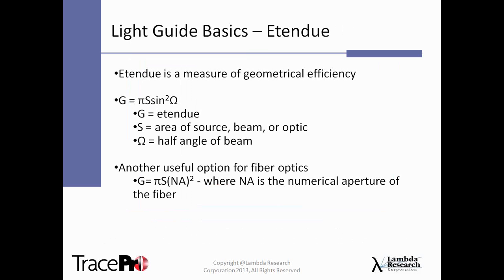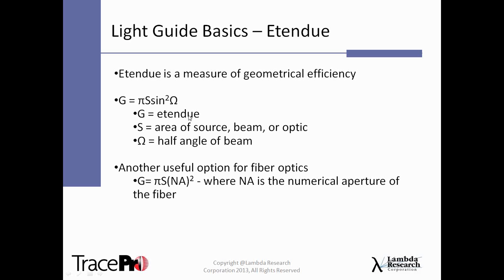Now another topic in light guides is Etendue. Now Etendue is a measure of geometric efficiency. Basically, how much light can you get into a light guide and how efficiently will it be transmitted to the other end.